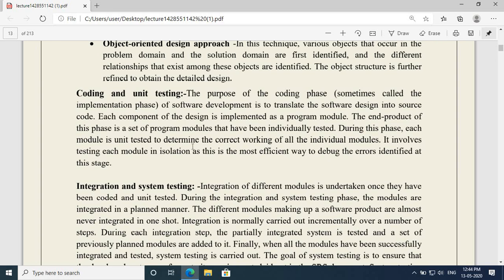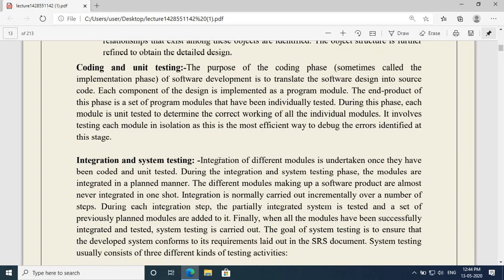Before implementing the software in a real life environment, we must test the software so that all the errors, all the unwanted things must be removed. During this phase, each module is unit tested to determine the correct working of all the individual modules. It involves testing each module in isolation, as this is the most efficient way to debug the errors identified at this stage. All the errors must be debugged.